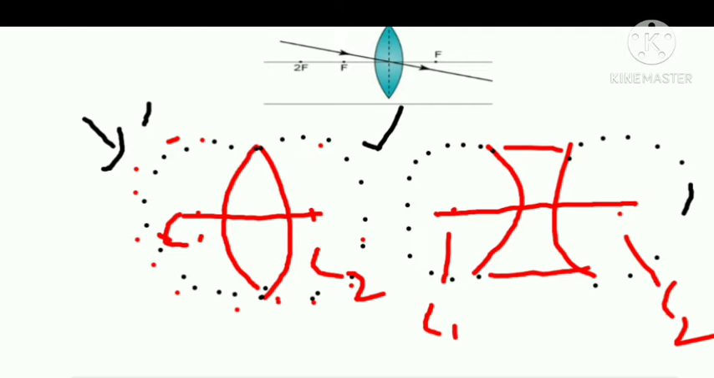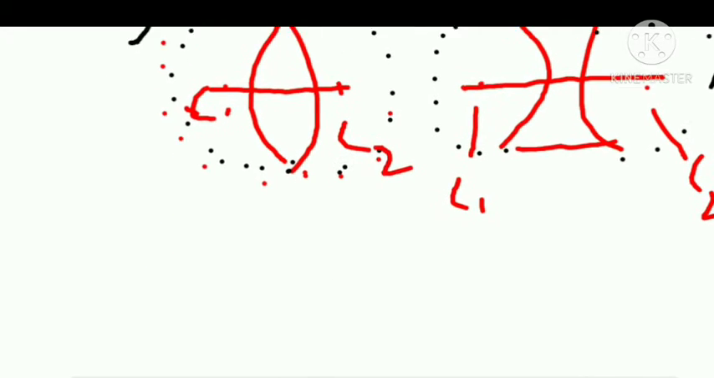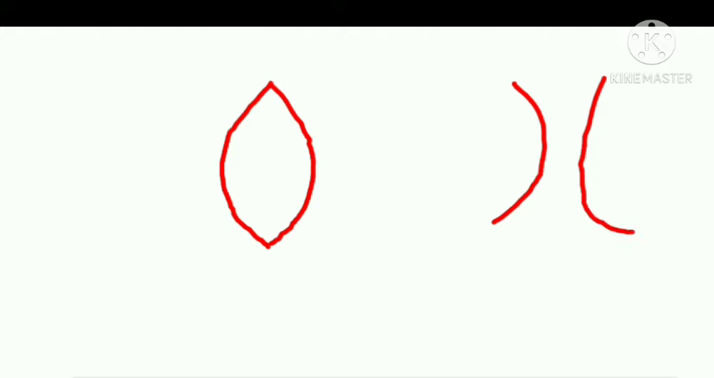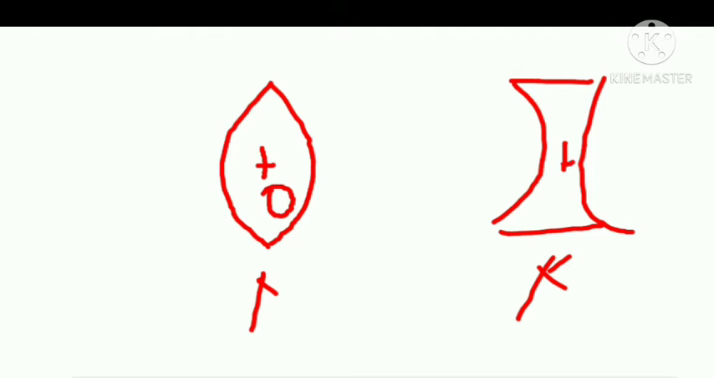Now let's discuss another topic, that is optical center. What actually is the optical center? Optical center is a point on the principal axis of a lens. This one is lens, this one is also lens, this is concave and this is convex. Now there lies one point inside the lens, and this point is optical center and represented by letter O.